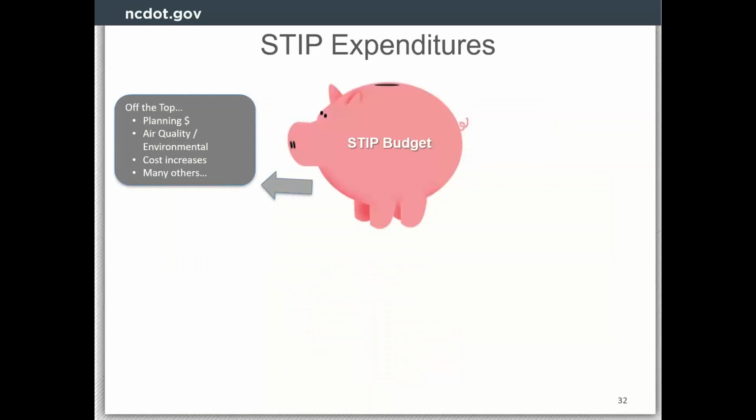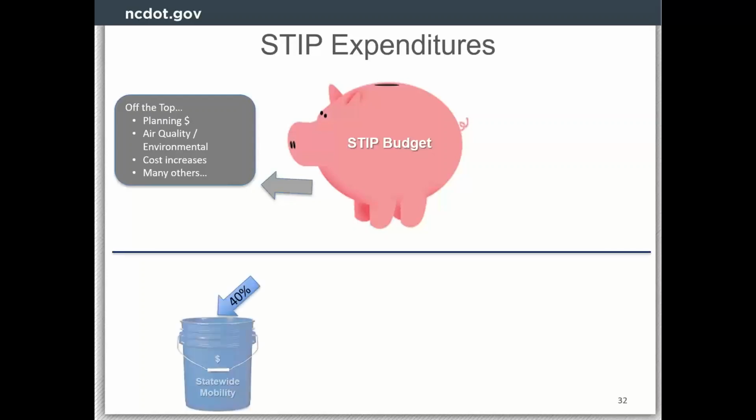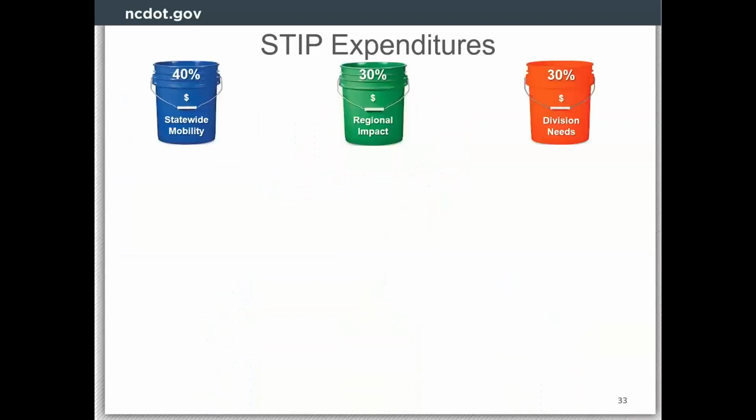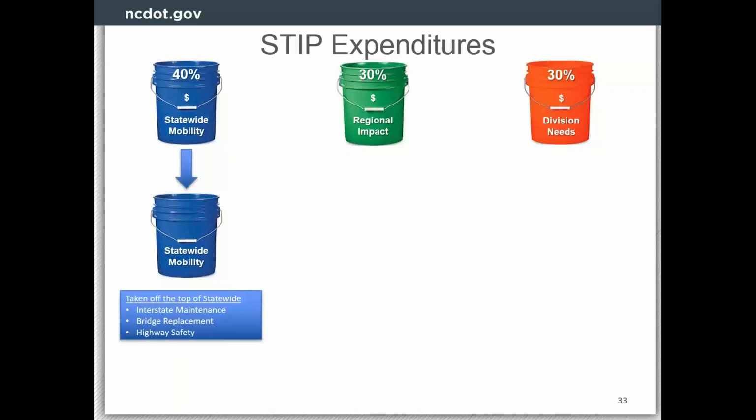Off the top of the STIP budget comes a lot of things, including your planning SBR type funds. We set aside money for environmental and air quality, and then we have to handle things like cost increases and inflation and many others. But after all that is off the top of the STIP budget, it gets broken down into those 3 buckets that we talked about before. So this is where the 40, 30, 30 comes in. And then even then, off the top of these buckets comes a little bit more money. So the statewide bucket is one pot of funds, but of course you have interstate maintenance, statewide bridge replacements, and highway safety projects that come off the top of the statewide bucket.